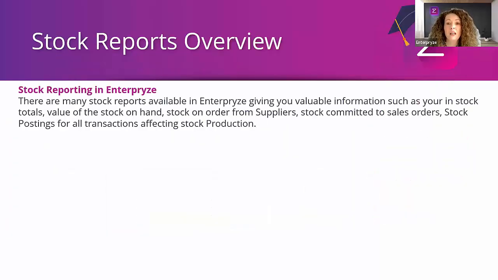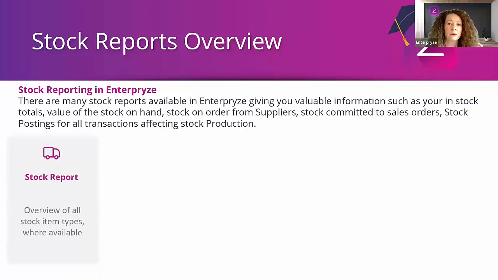We obviously have a lot of different stock reports. I'm not going to go through exactly what all of these are, but just a reminder, these are all the reports that we reviewed back in Module 7. So we have the stock report, an overall overview of all your stock item types and where they're available. So you can get quick access to that in the production module itself.